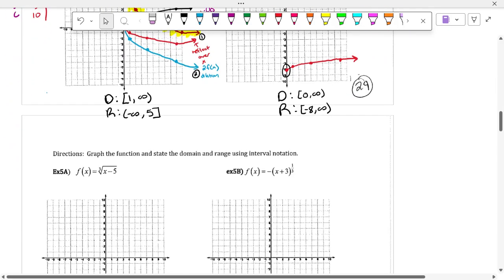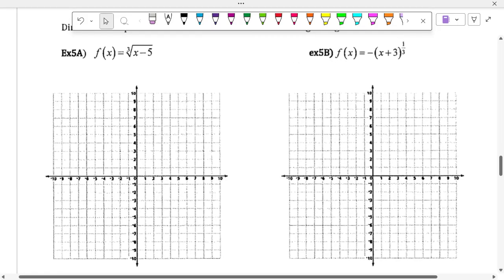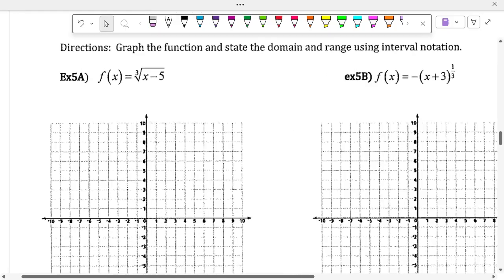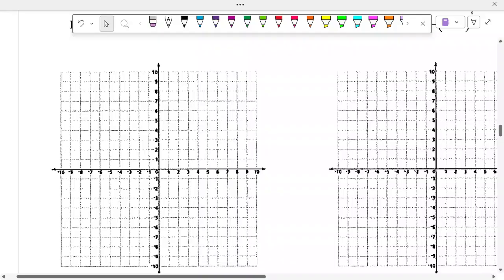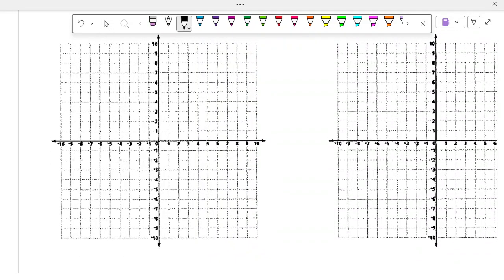All right, so let's look at the next example. These are some cube root graphs. The only thing about a cube root graph is that I want to know where my vertex will be, meaning the center of that graph. If I just draw the parent graph real quick, we talked about that yesterday. What's the parent function of a cube root? Cube root of x, good.